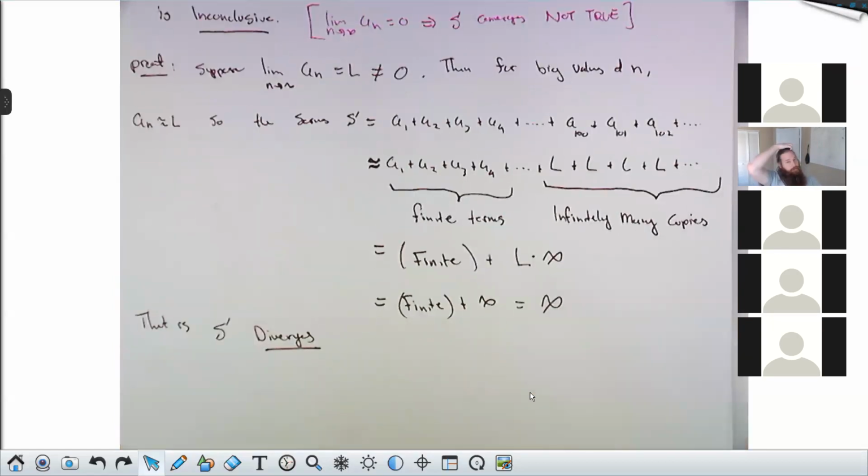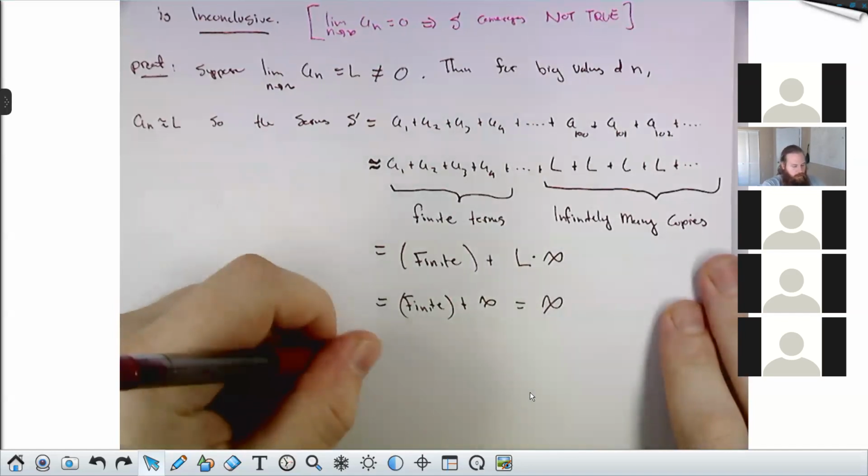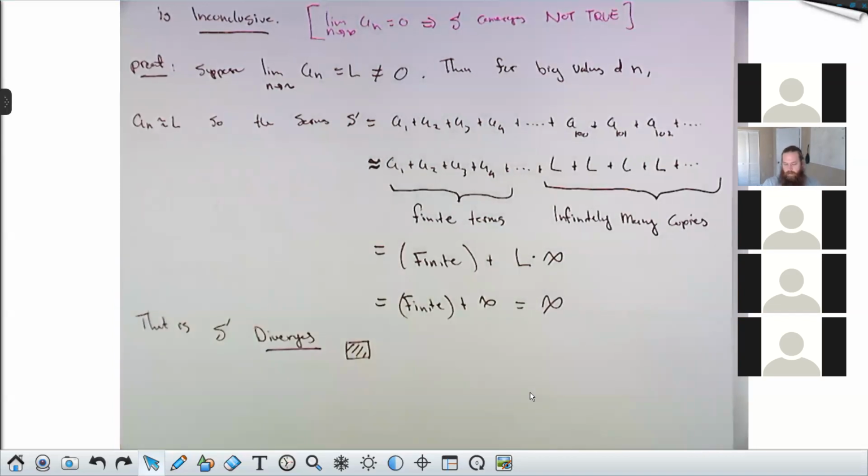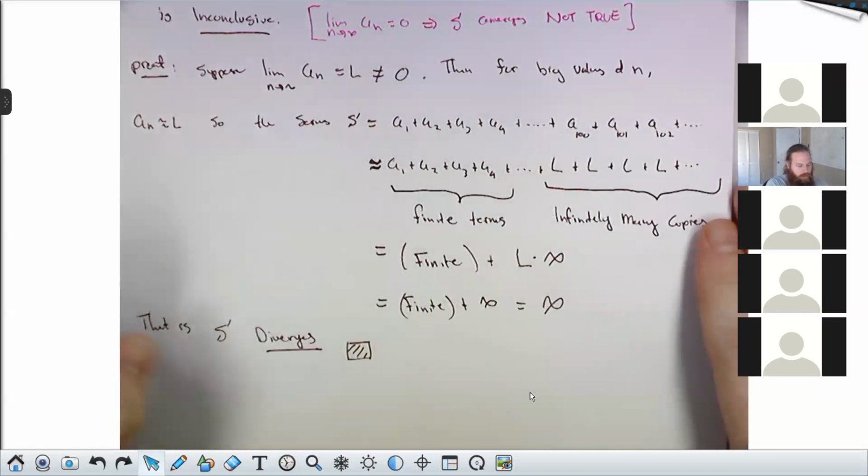And that's it. That's the proof of the test for divergence. It says if the limit of the a_n's is not 0, then the series has to diverge. There's a bunch of ways you can use this.